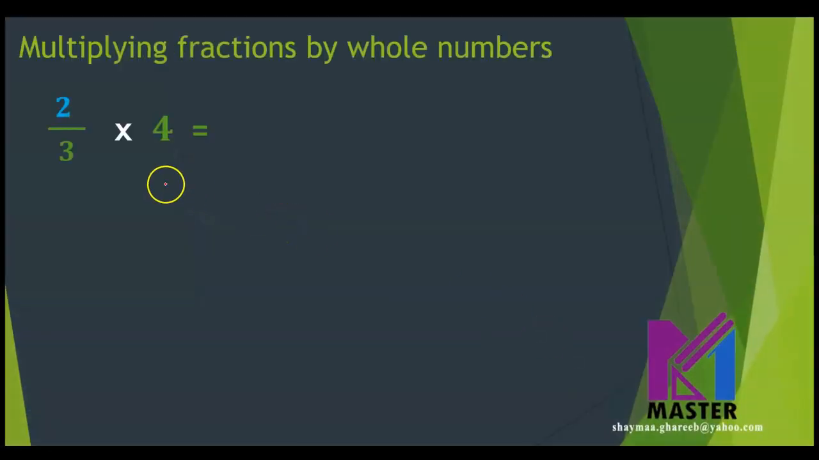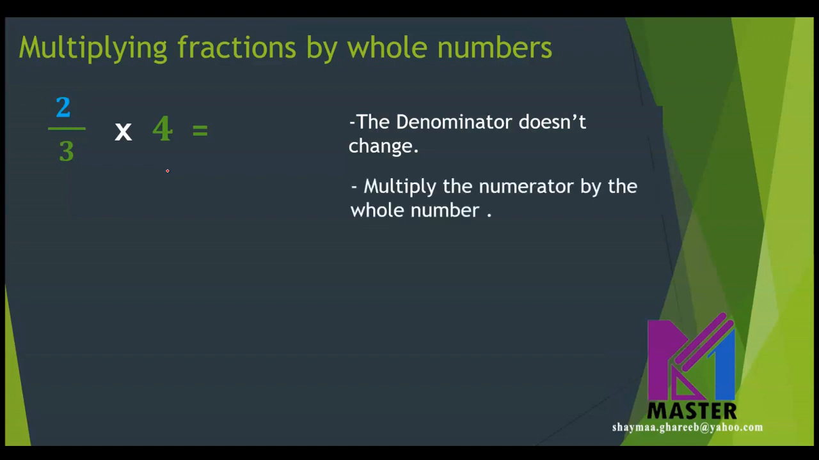Multiplying fractions by a whole number. 2/3 times 4. Do you remember? What do we do? The denominator doesn't change, and we multiply the numerator by the whole number, or I can do the repeated addition. So 4 times 2 equals 8, so the answer will be 8 over 3. 4 times 5 over 6, so I will do exactly the same. 4 times 5, which is 20 over 6. Both fractions can be written as a mixed number in the simplest form.